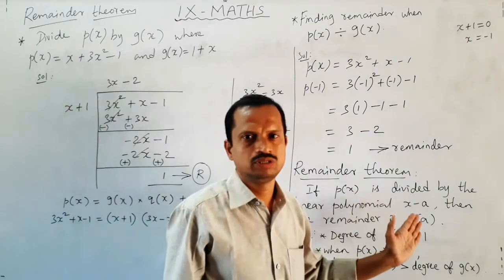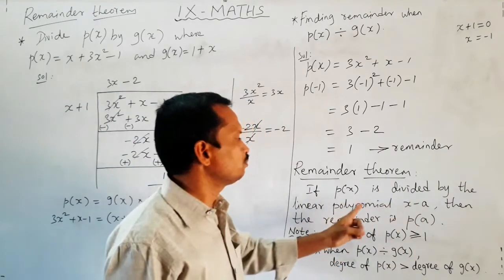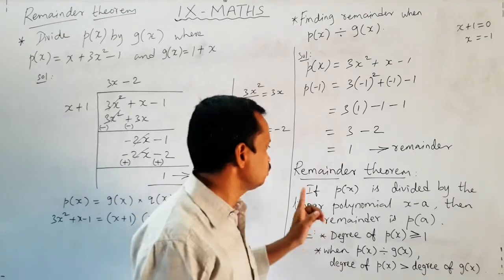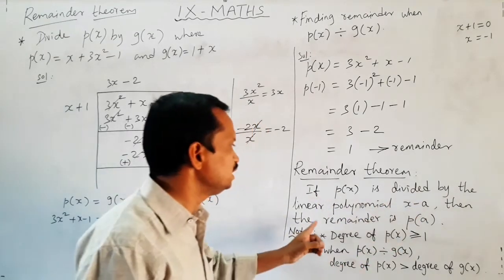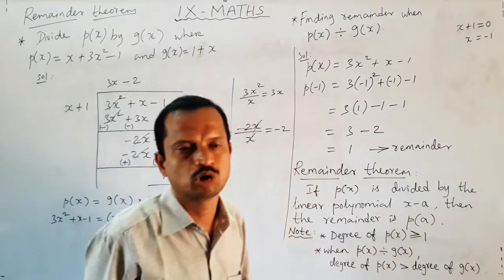So what does the remainder theorem say? If p of x is divided by a linear polynomial, where p of x is any polynomial in variable x, so if p of x is divided by the linear polynomial x minus a, why are we saying x minus a is a linear polynomial?